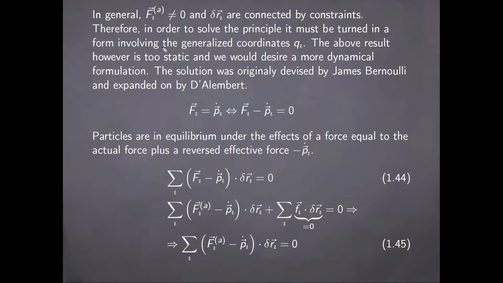Now, in general, the applied forces are not zero, and the virtual displacements of the radius vectors will be connected by constraints. Therefore, in order to solve the principle, it must be turned in a form involving the generalized coordinates qi. The above result, however, is too static, and we would desire a more dynamical formulation. The solution was originally devised by James Bernoulli and expanded on by D'Alembert.